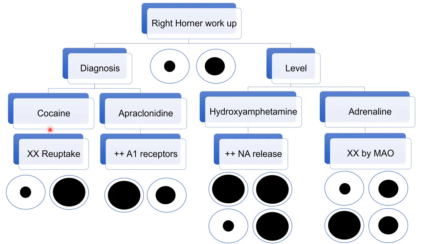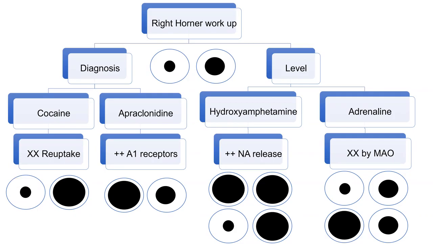Cocaine prevents the reuptake of norepinephrine at the junction between the nerve and the dilator pupillae muscle. So the effect of the norepinephrine will increase, and it will cause dilatation of the normal eye. However, it will not dilate the Horner pupil, because there will be no norepinephrine to be reuptaken, so it will cause no dilatation of the Horner syndrome pupil.